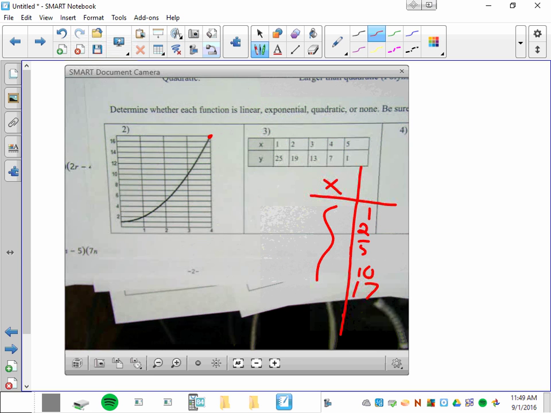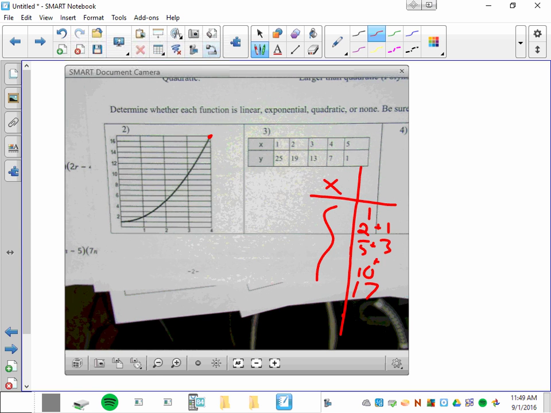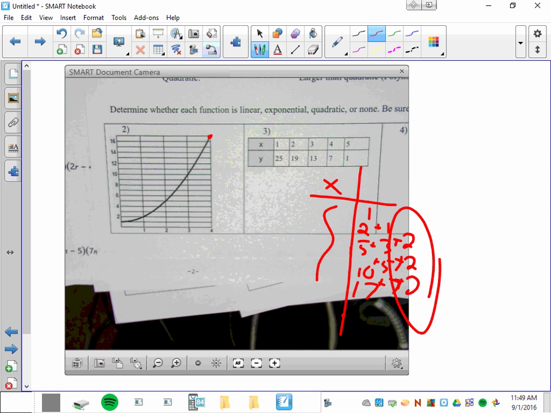First differences. What are the first differences? Plus 1, plus 3, plus 5, plus 7. Is that linear? No. But plus 2, plus 2, plus 2. Therefore, this is quadratic. Even though it looks exponential, it's actually quadratic. How would we know it is exponential? Exponential would be something like this. 2, 4, 8, 16, where we times by 2.